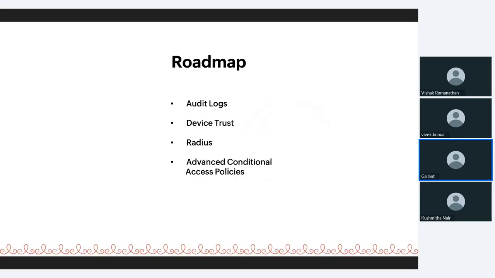And in working towards this vision, we have these features on our roadmap. Audit logs are obviously vital for monitoring and compliance purposes. Device trust helps us improve security, while Radius allows us to bring networks into Zoho Directory's fold. And we have already discussed advanced conditional access policies earlier.